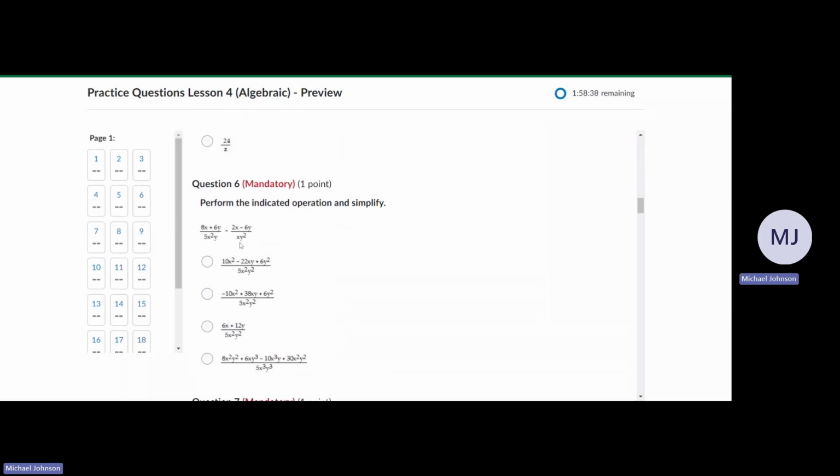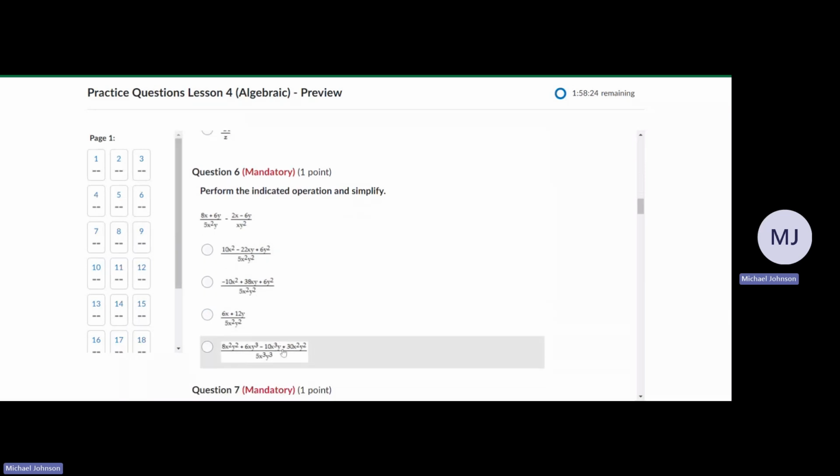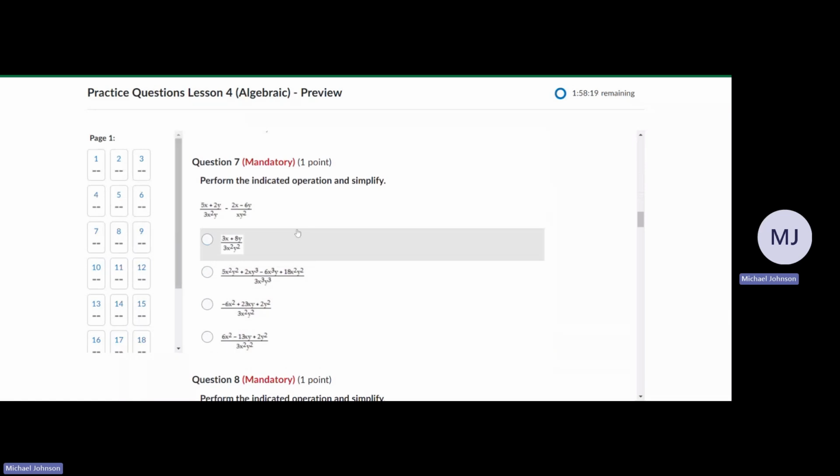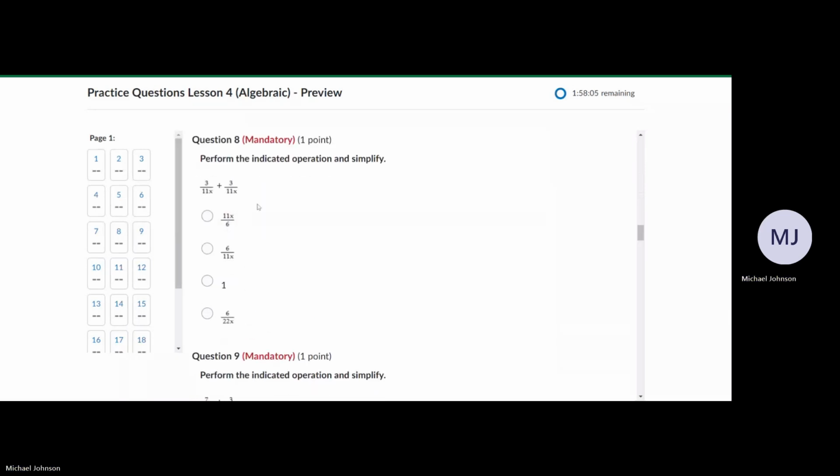Here, use common denominators. So multiply the left bottom by the right top, multiply the right bottom by the left top, and then multiply the bottoms together here, and then you'll get what you have. So now, again, common denominators, make sure to use common denominators. So it's called the crisscross method. So you would multiply this by this, this by this, this by this. And then you would just combine like terms on the top.